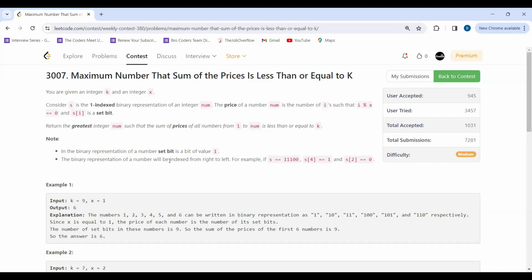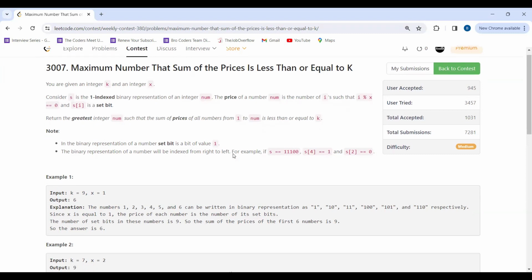So these kinds of questions previously used to come in Codeforces only, but in recent times they are asking such questions in LeetCode also. So there's nothing much to the problem statement. Let's jump into the example and see what is there.